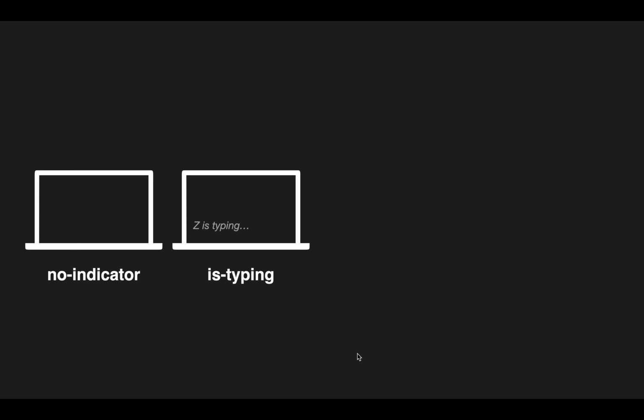We set up the study design by comparing four typing indicators. The first indicator, or the lack thereof, is called the no indicator interface and was inspired by the current SMS design where no cues are shown to the user while the sender is writing the response. Next, the is typing indicator was inspired by instant messaging applications to let the user know that the sender is crafting their message.